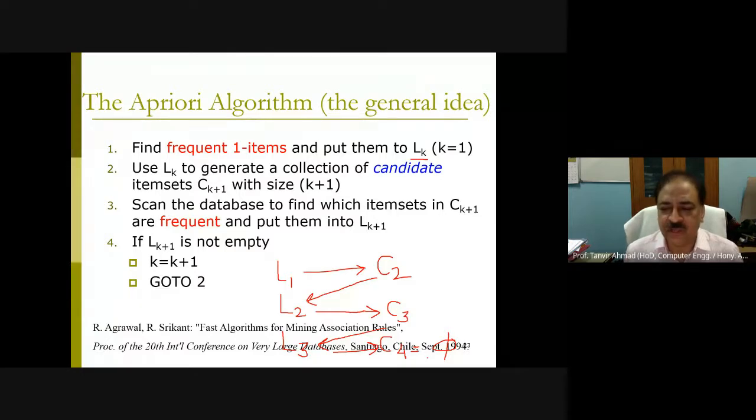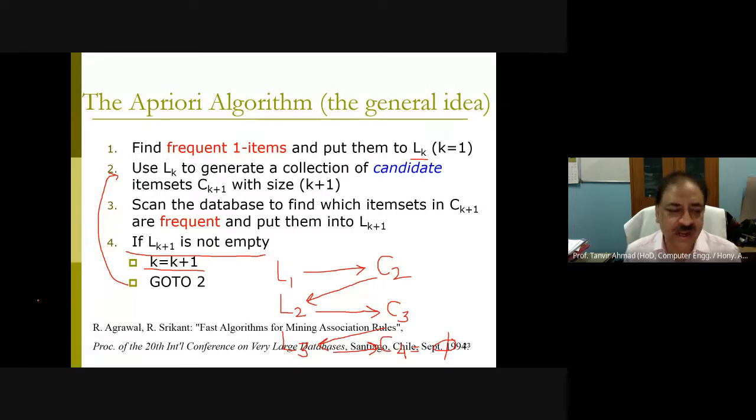Therefore, what I am going to do is, if L(k+1) is not empty, you increase k and you loop from here to here. Loop from here to here. Otherwise, if it is empty, the algorithm terminates. And you will end up finding the result.